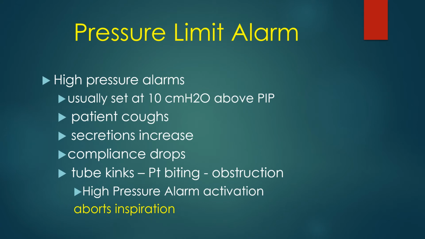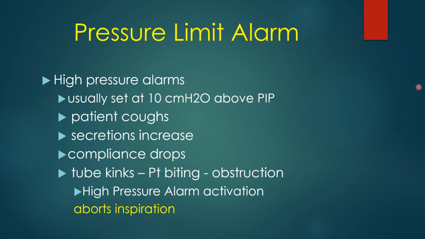We're going to have a pressure limit alarm. And the pressure limit alarm is very important. This is what protects the patient from high pressures. So we're going to usually set the high pressure limit at about 10 above the peak inspiratory pressure. So if his peak inspiratory pressure is going to 25, we would appropriately set the high pressure alarm 10 above that at 35 centimeters of water pressure.